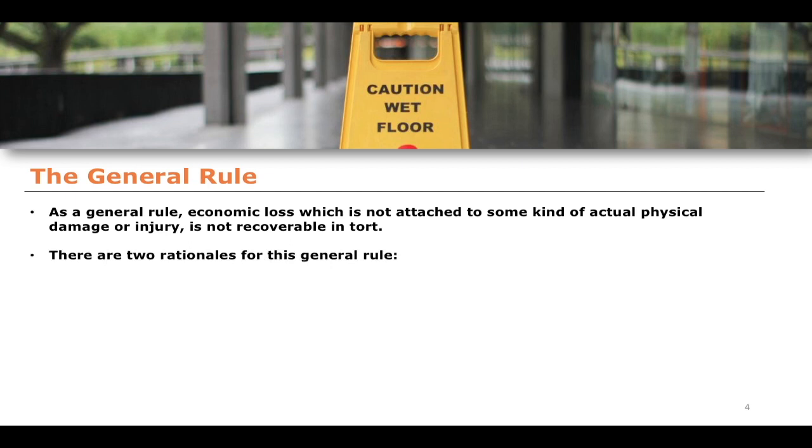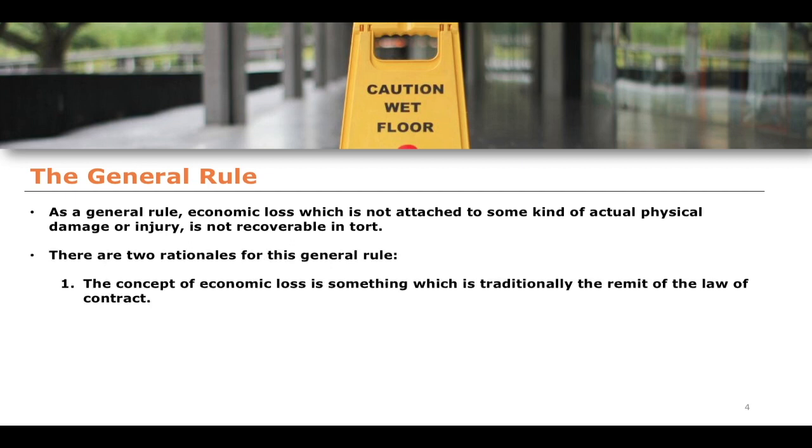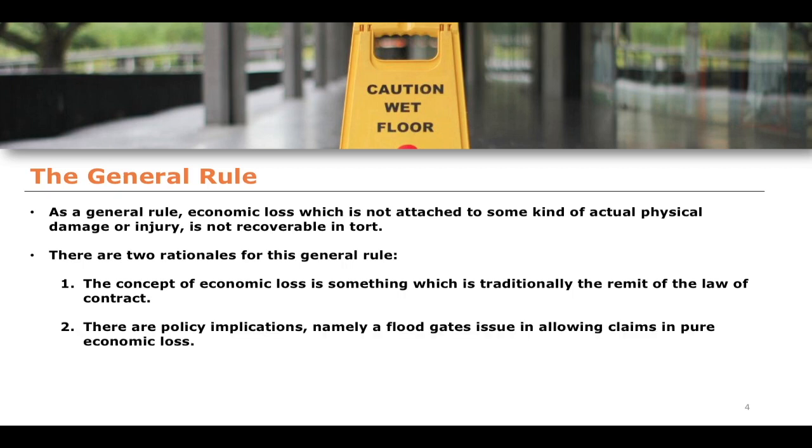There are two general rationales for this rule. The first is that the concept of economic loss is traditionally subjected to the remit of the law of contract. If you lose out economically as a result of some kind of action on the part of another individual, then in the law of contract there tends to be some kind of remedy for your loss. This is the general rule, and so the rationale is that this is traditionally the remit of the law of contract.